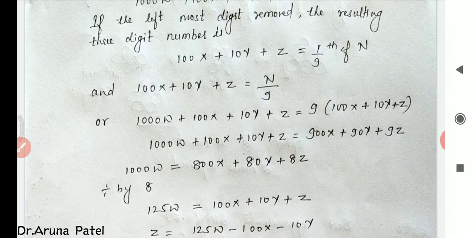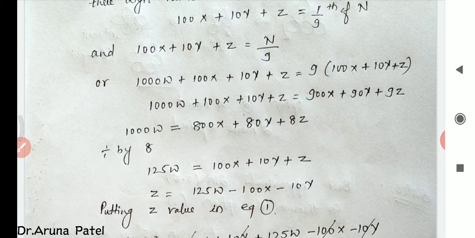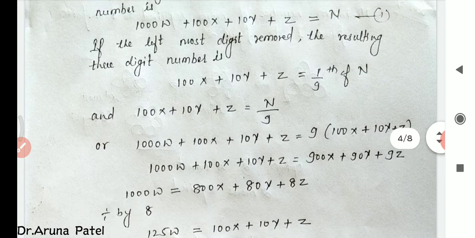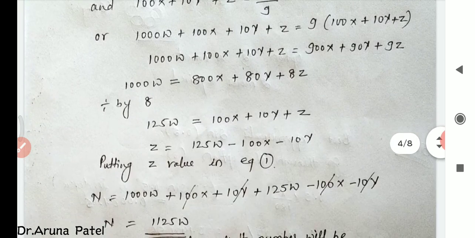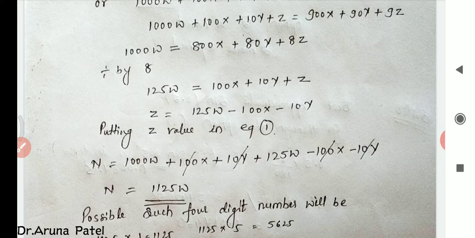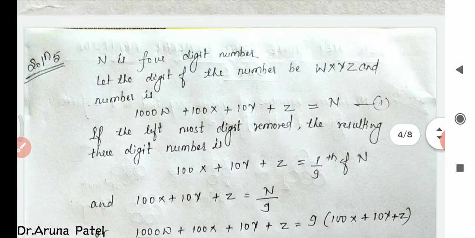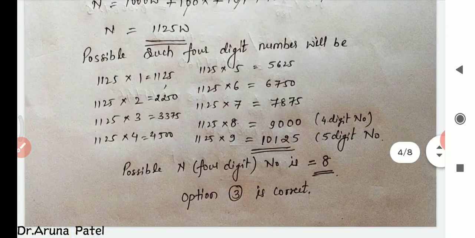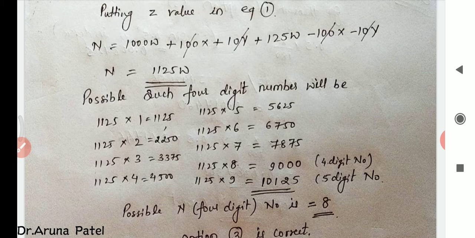Dividing by 8, you get 125w equals 100x plus 10y plus z. So you get the value of z, which equals 125w minus 100x minus 10y. Putting the z value in equation number 1, you get n equals 1125w. In the question it is asked how many such n are possible. So possible such 4-digit numbers, where n equals 1125w, must be 4-digit numbers.